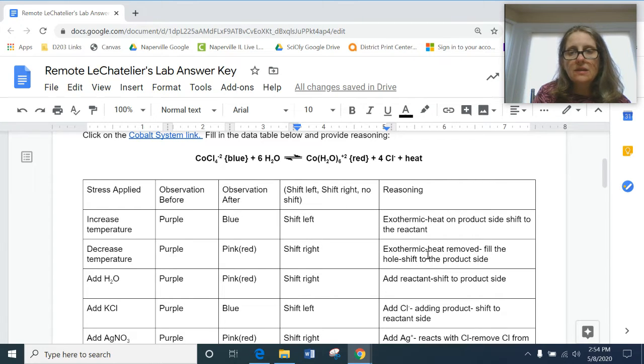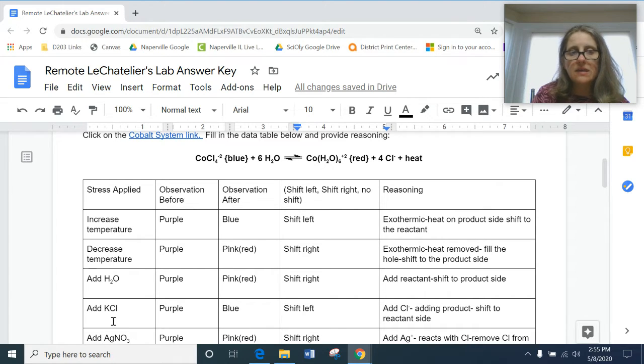Likewise, if I decrease the temperature, I'm removing heat from the product side. So the way I give as the thought process is that I'm digging a hole on this side. So I want to remove it. I'm removing it from the product side, so it's going to try to fill up that hole again. So it's going to shift to that side. I'm adding water in the next experiment. That's adding a reactant, so it's going to shift to the opposite side.